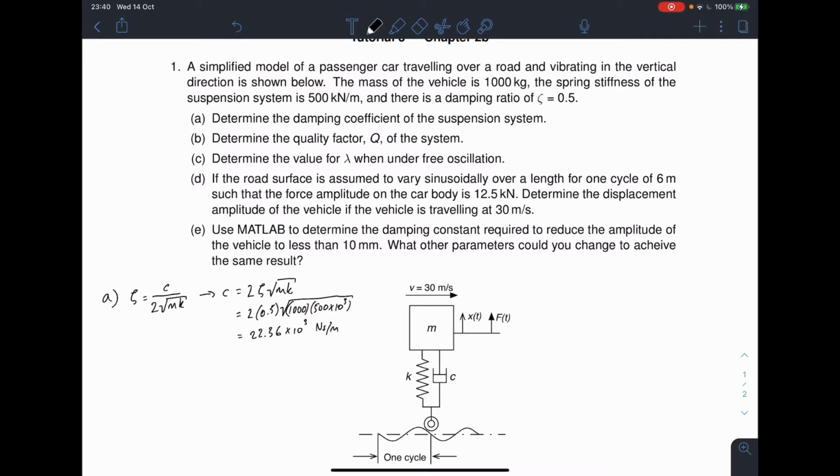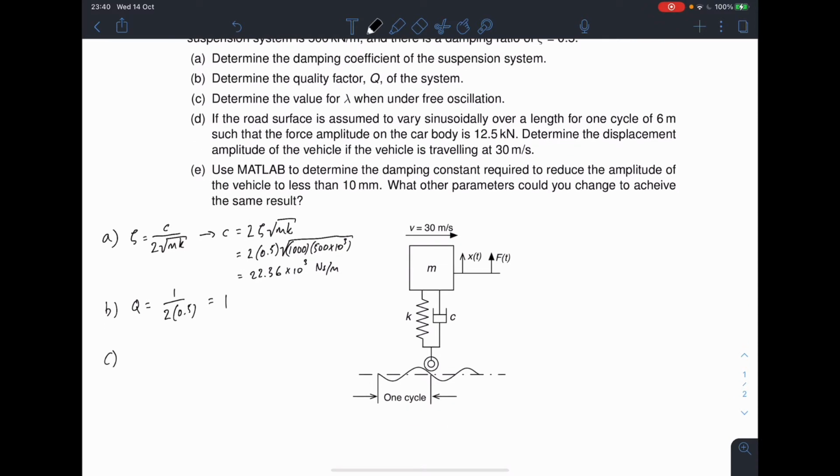Part B says what is the quality factor of the system. This is the quality of oscillation, and if you look at your notes, Q was 1 over 2 times zeta, which is 0.5, and so that's 1 over 1, so we have a quality factor of 1.